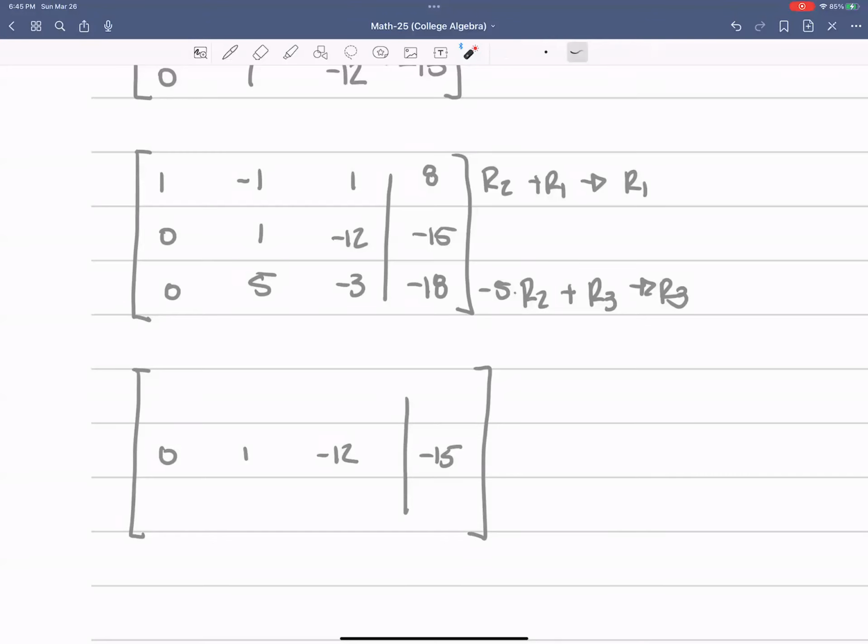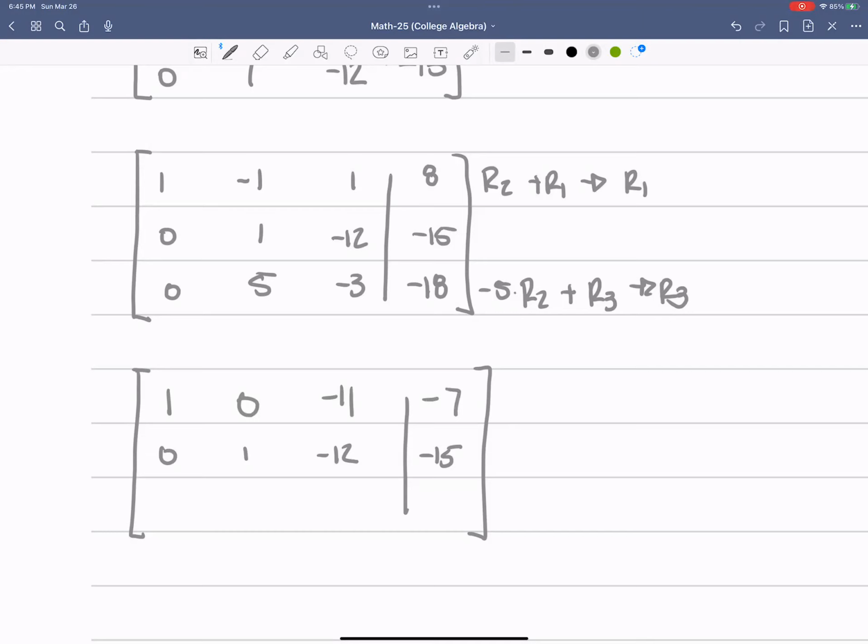And let's start with the math part. All right, so row 2 plus row 1. So we're just adding these two. 1 plus 0 is 1, and that's for the new row 1. -1 plus 1 is 0. 1 plus a -12 is -11. And 8 plus a -15 is -7.